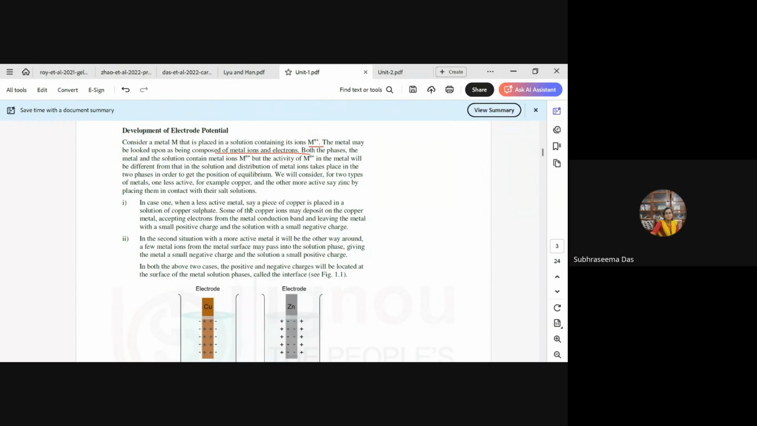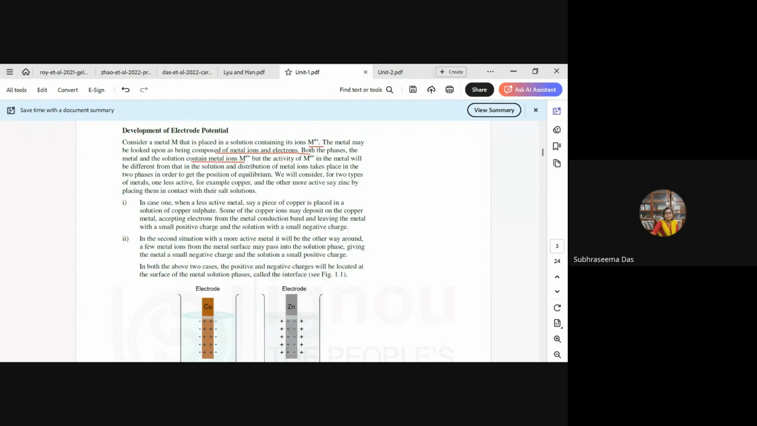So we were talking about the development of electrode potential. To understand what electrode potential is, we'll consider a metal M, and we will place the metal in its ionic solution, that is Mn+. In this case, the metal contains both the metal ions and the electrons. Both phases, the metal and the solution, contain metal ions Mn+, but the activity of the Mn+ in the metal will be different from that in the solution.